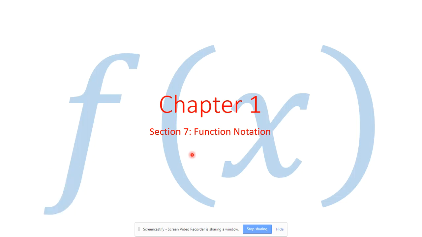Welcome back to section 7 of chapter 1. In this one we're going to be looking at function notation. We just looked to see what functions are. Now how do we write them?